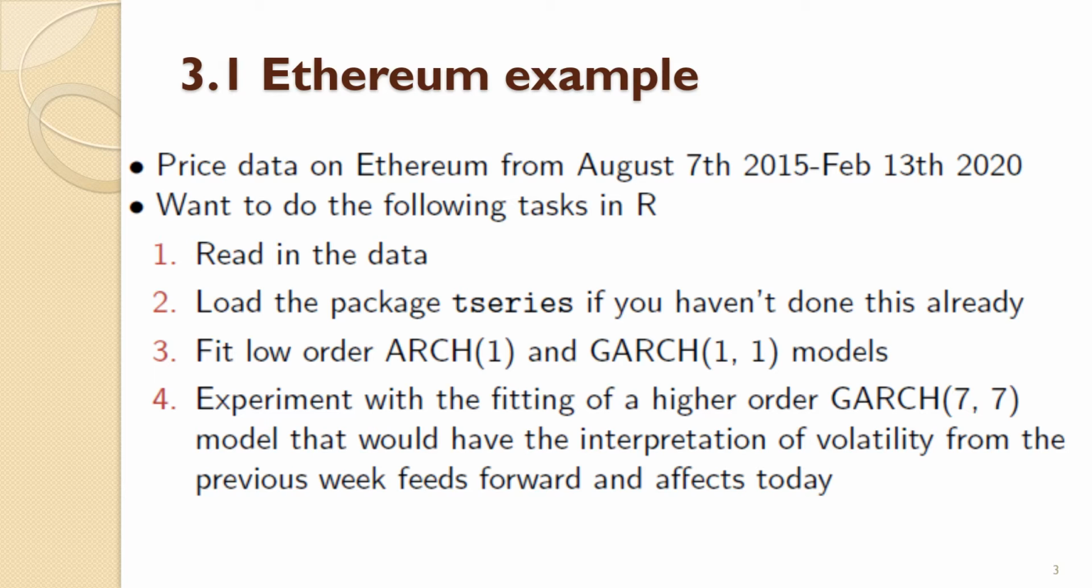So the idea here is that for daily data, the ARCH(1) model and the GARCH(1,1) model would have the interpretation that volatility from yesterday feeds forwards and affects today, and the GARCH(7,7) model in this instance would have the interpretation that volatility from the previous week feeds forward and affects today. So in both cases, whether you're looking at the order 1 models or the order 7 models, there's a financial mechanism here related to the human calendar which explains why you expect this model should ultimately work.